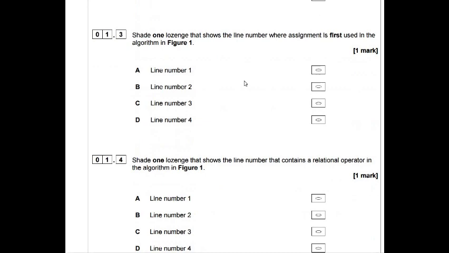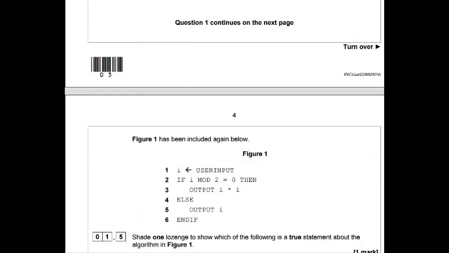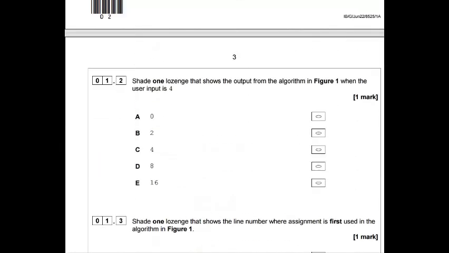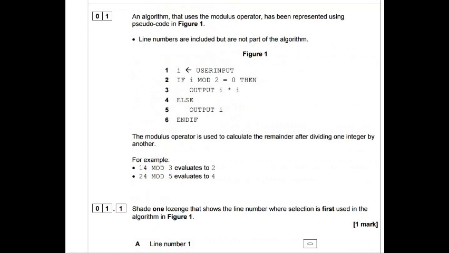1.3, shade one lozenge that shows the line number where assignment is first used in the algorithm. As we have seen, it's actually the very first line. That is where the assignment is.